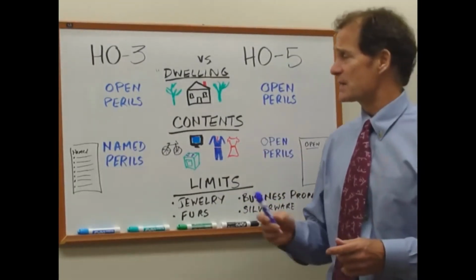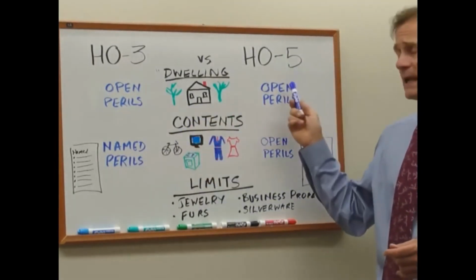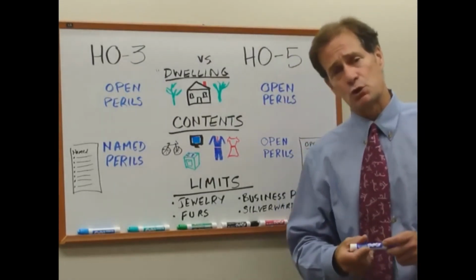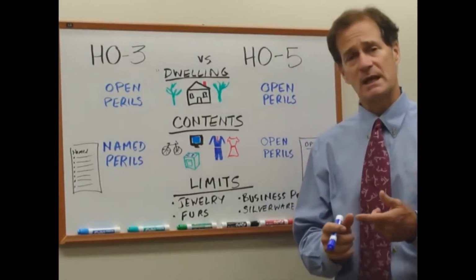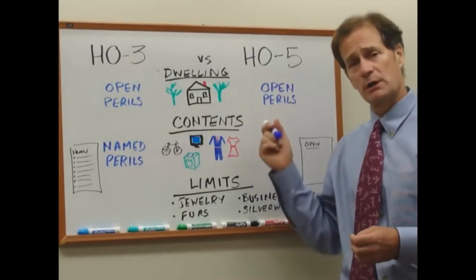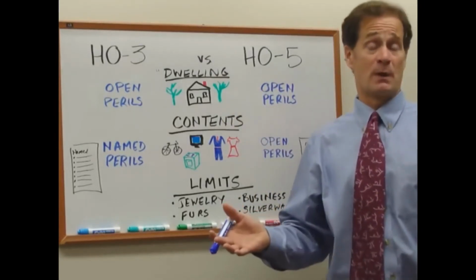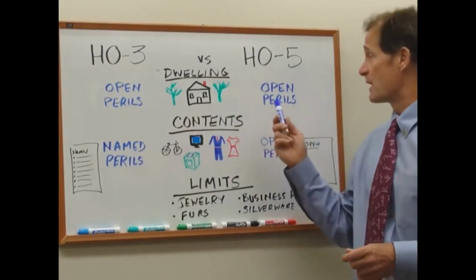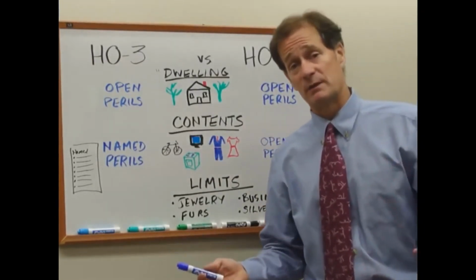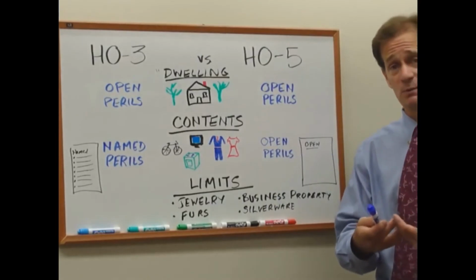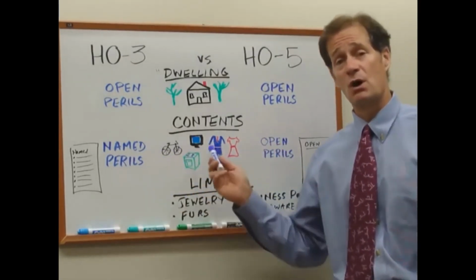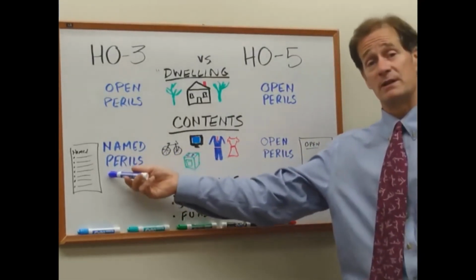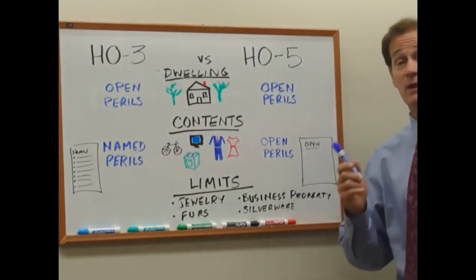Just the last thing that we'll say is, generally speaking, an HO5 is only going to be available to newer homes in well-protected areas. This is much broader coverage, and insurance companies don't want to offer it to everyone, frankly. Given the option of choosing an HO3, HO5, we would recommend that you buy the HO5 every time. Typically, it's not that much more expensive, but when something goes wrong, you don't have to prove that it's covered. They have to prove that it's not.